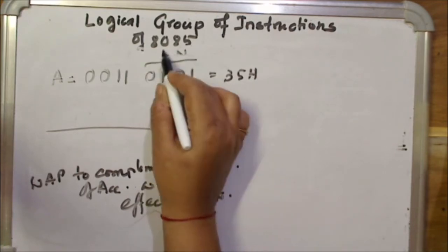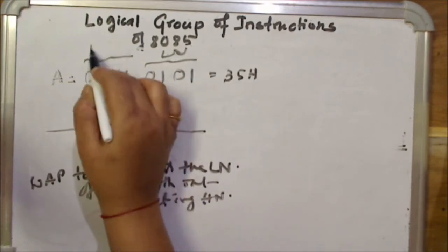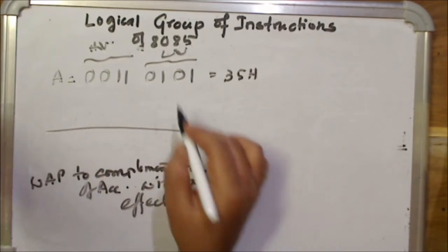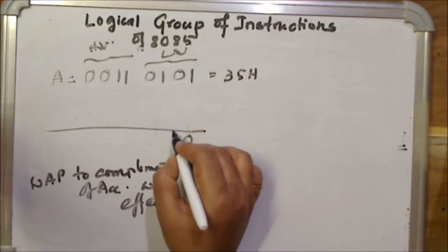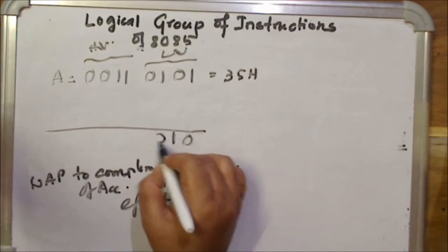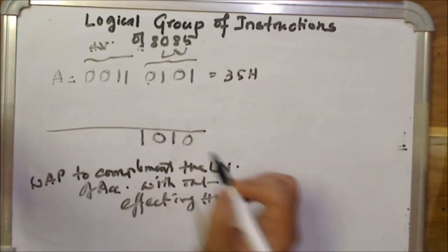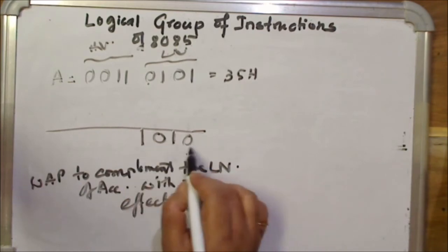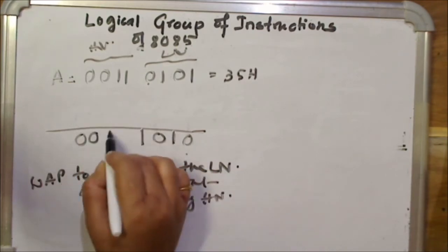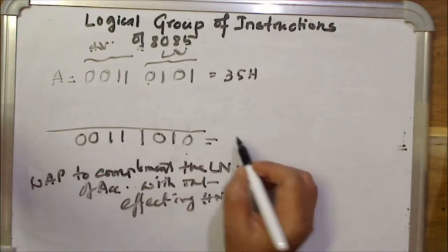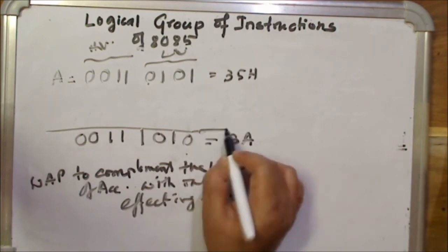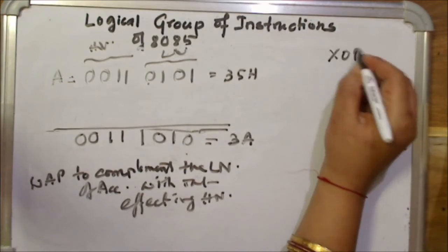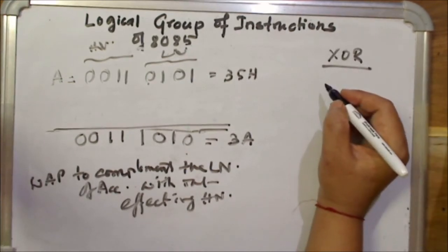This is the lower nibble, this is the higher nibble. Complement means NOT. That is, if it is 1, it will become 0; this 0 will become 1; this 1 will become 0; and this 0 will become 1. So I want the lower nibble to be complemented and the higher nibble to remain as it is. That is, I want my result as 3AH. Right? So in that case, we have to use the XOR instruction.